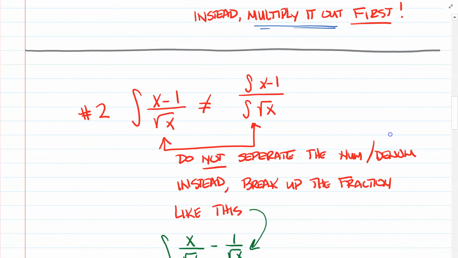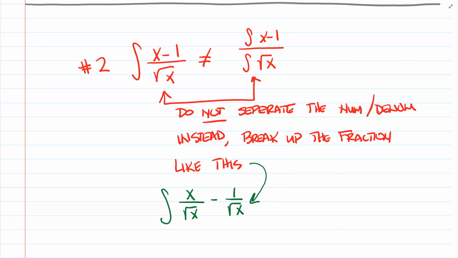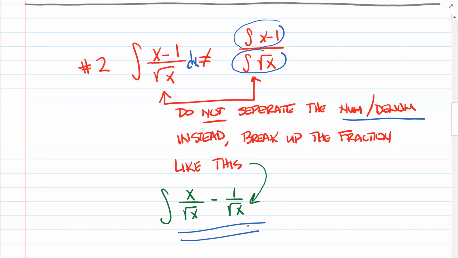Here's the other classic mistake that students make. If I have the integral of (x minus 1) over the square root of x, of course dx in there, we are not allowed to split up the integral on a top and a bottom. Do not separate the numerator and the denominator. Instead, break up the fraction like this. And then, of course, we can change that into the subtraction of two separate integrals. That is a rule that we are allowed to follow, 1 over root x, but not this rule up above. So don't do that.